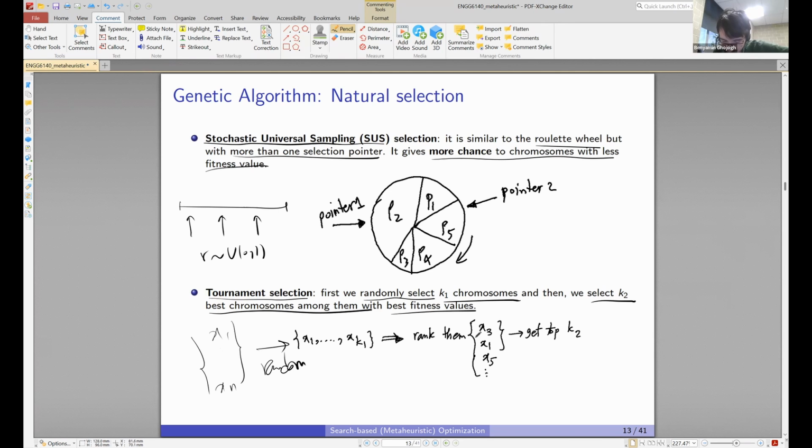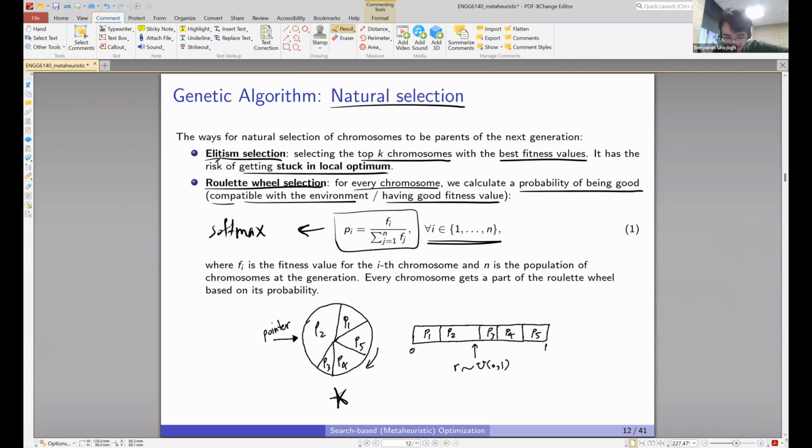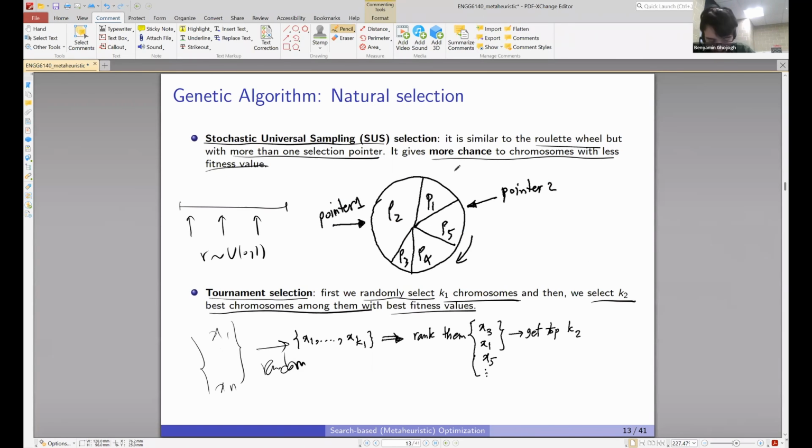So there is a difference between tournament selection and elitism selection. Elitism selection just gets the best chromosomes. However, in tournament selection, we first do a random selection and then we rank them. This step of random selection also gives some chance to the ones which are not best. Why? Because probably we have very best solutions which are not selected in this random selection, so they are not even having a chance to come to this ranking, right?